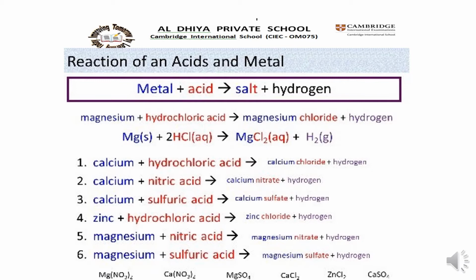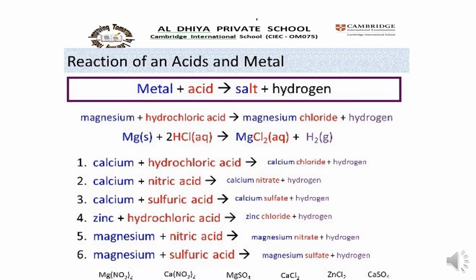Here are some equations. Calcium combines with hydrochloric acid to form calcium chloride plus hydrogen. Calcium combined with nitric acid forms calcium nitrate plus hydrogen. The same calcium combined with sulfuric acid forms calcium sulfate and hydrogen. Then what about the zinc? Zinc reacts with hydrochloric acid to form zinc chloride plus hydrogen. What about the magnesium? Magnesium reacts with nitric acid to form magnesium nitrate and hydrogen.